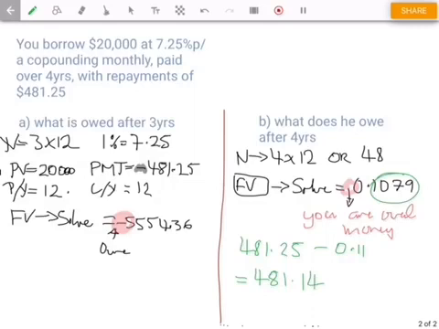So next up, there'll be a video on what happens when there are changing conditions in one of these loans and using the financial solver to deal with that.